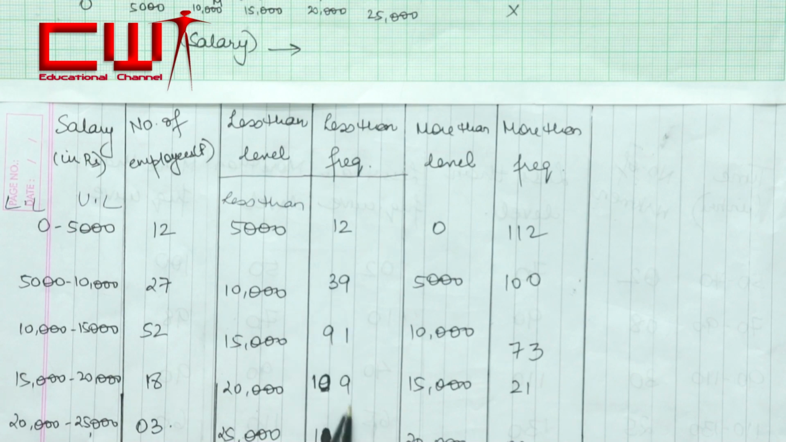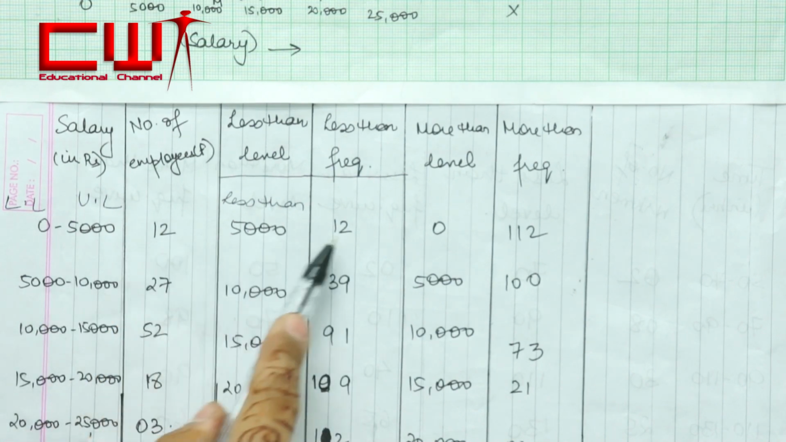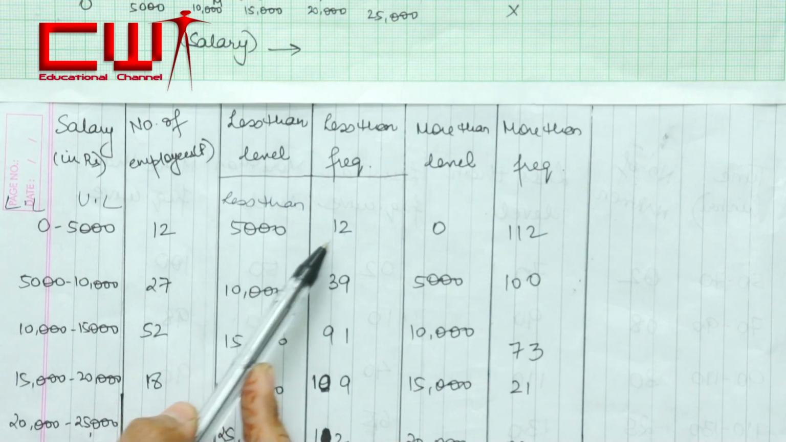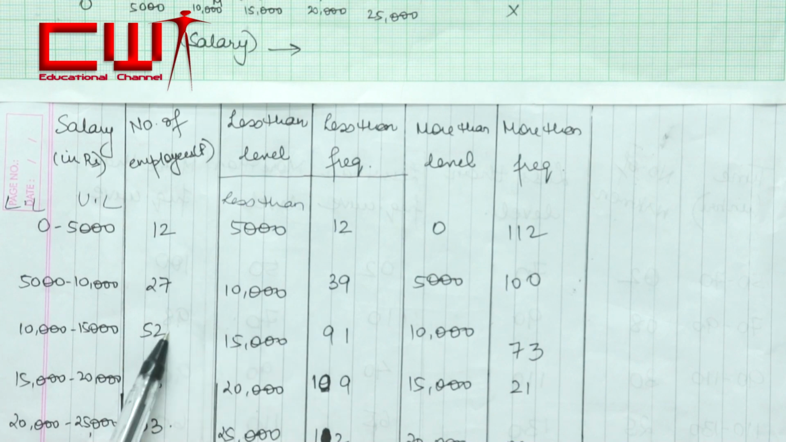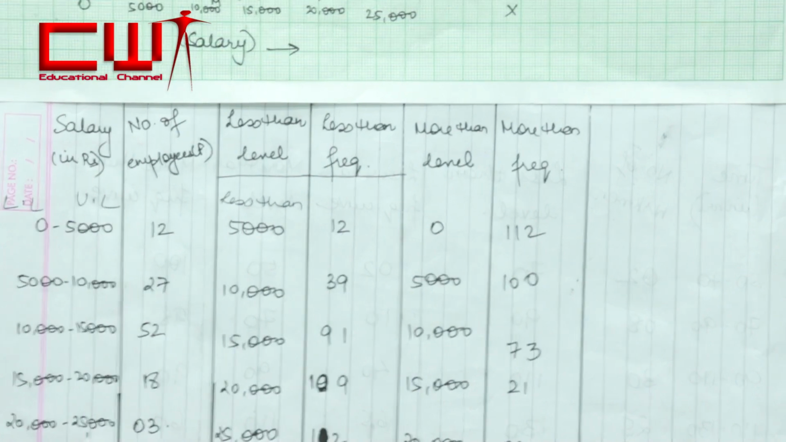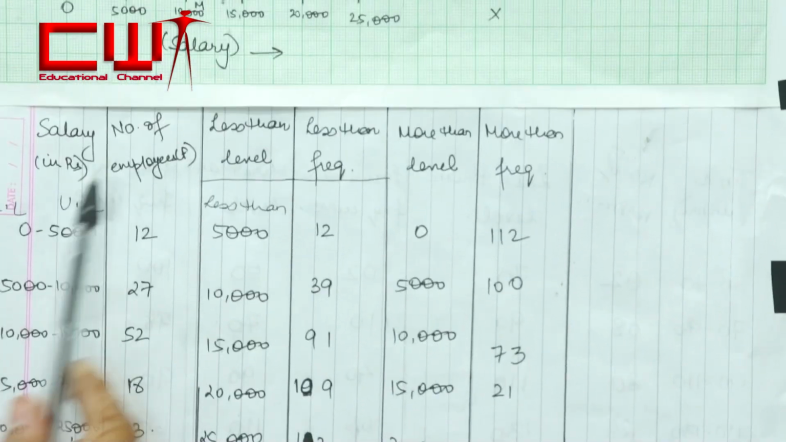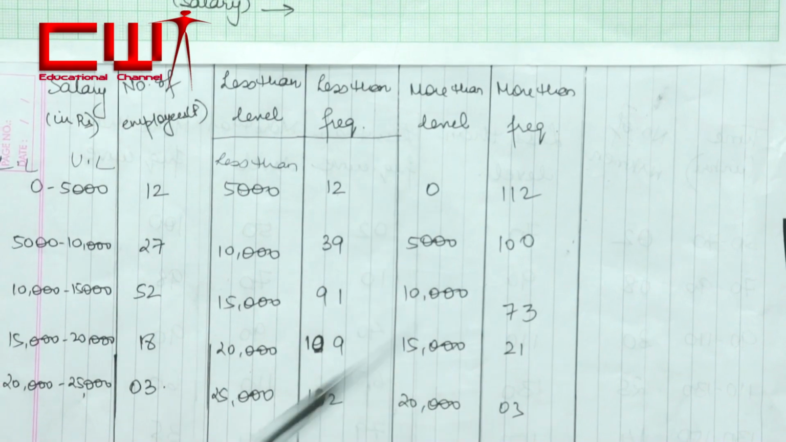Next is how you will calculate the frequency of these less than series. First you take the first number as 12 itself, then 12 plus 27, 39, then 39 plus 52, 91, 91 plus 18, 109, 109 and 3, that will give you 112. This is less than level and less than frequency.